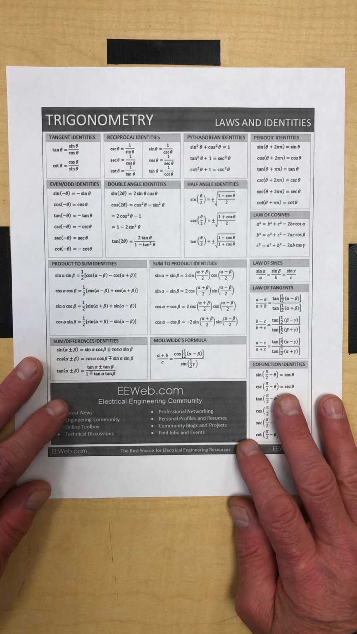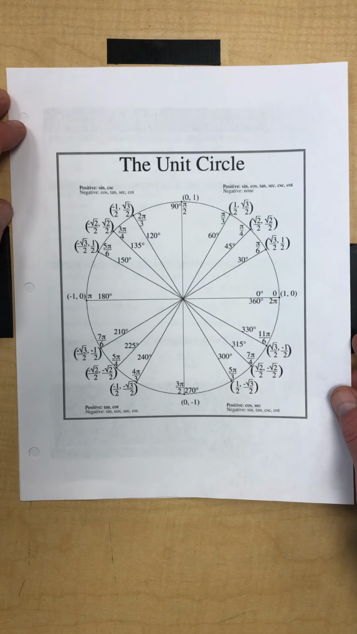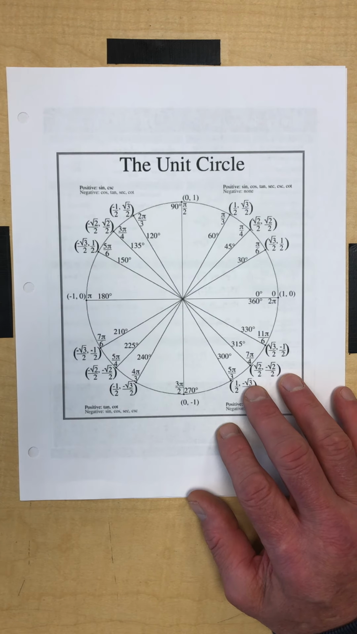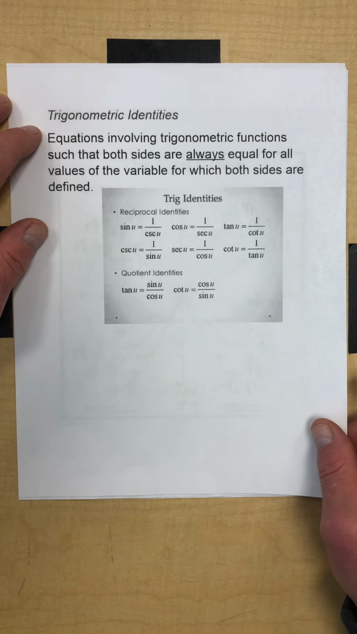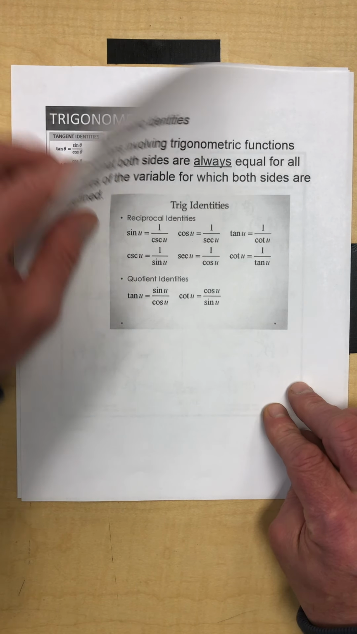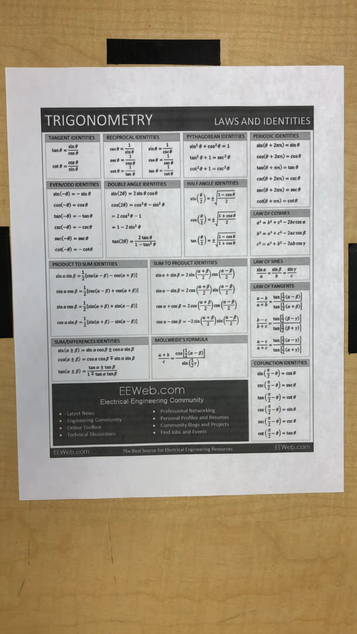Remember again, we're working off a lot of information from this sheet, so certainly keep that close by. Also remember that this unit circle comes into play on a regular basis, so keep that close by. Remember we talked about these reciprocal identities and quotient identities yesterday. Those identities are also on this main sheet, right up here towards the top. So we have those.